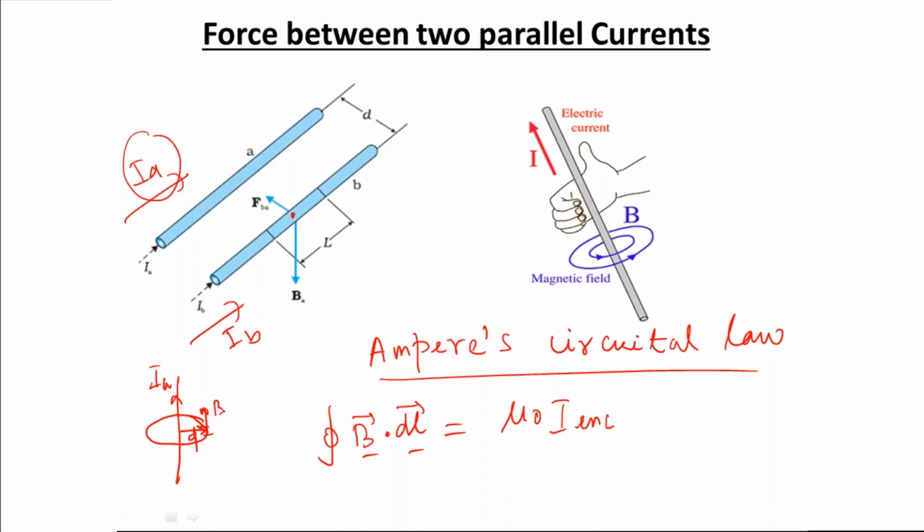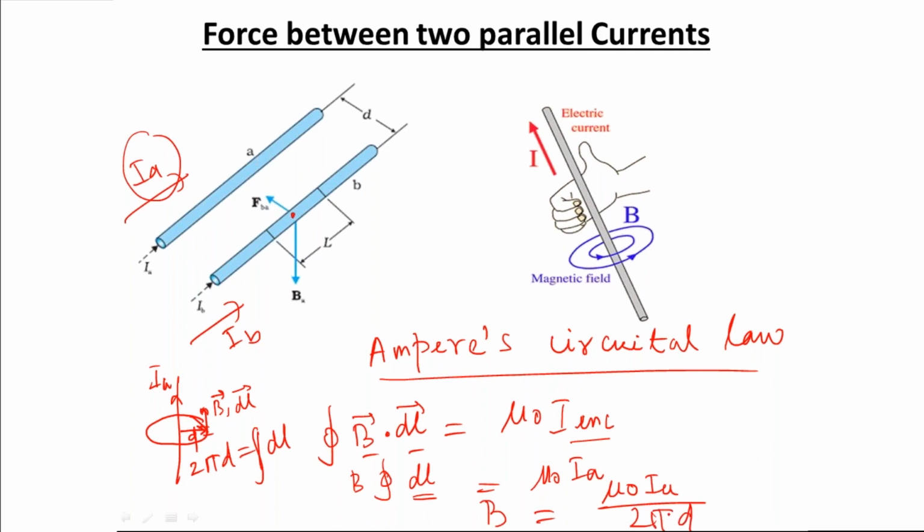Also for the magnetic field, you have to take the tangential component, which is in the same direction. dl and magnetic field are in the same direction, so this dot product will give you B dl, and B is constant over the circular loop. So you have to do integration over dl. And what is mu naught I enclosed? That is nothing but IA here. Integration of dl is the perimeter, which is 2 pi d here. So from here, what we get is B equals mu naught IA by 2 pi d.